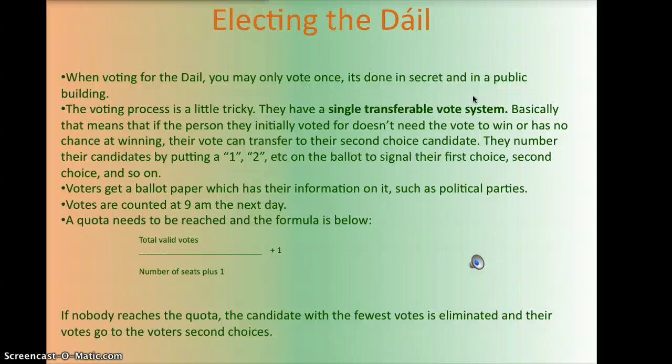When you come in to vote, you get a ballot paper which has your information on it and marks your political party. Votes are counted at 9 a.m. the next day, and there's a quota that needs to be reached, and they have a formula. If nobody reaches the quota, the candidate with the fewest votes is eliminated, and their votes go to the voters' second choices.